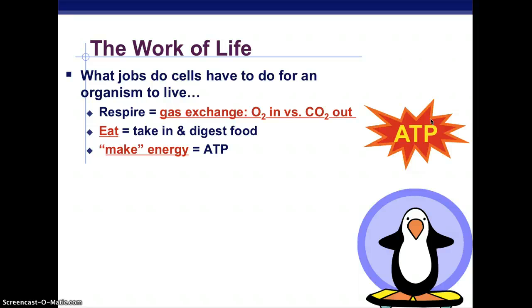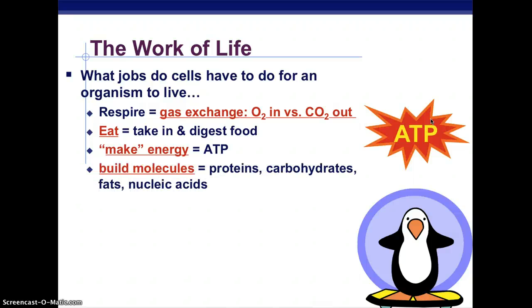So I say "make energy," and the reason I have quotation marks around energy is because you can't really make energy. What you do is you harvest energy from something else. So the cell takes energy from food that it digests and transfers that energy to ATP. And then that energy in ATP can be used to power anabolic reactions, building molecules such as proteins, carbohydrates, fats, nucleic acids.